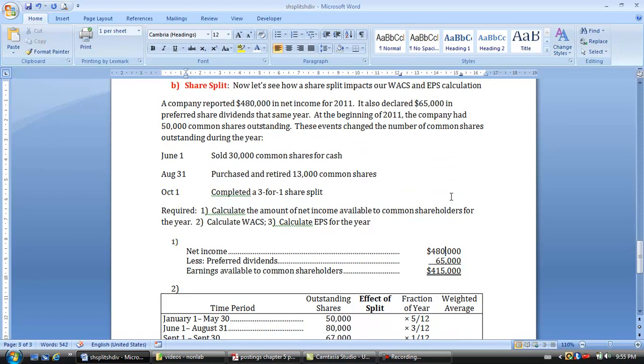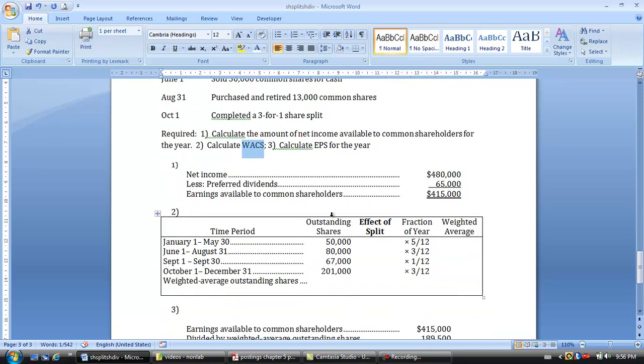So we found from the question that we had net income of $480,000 less our preferred share dividend that was declared. So whether it's cumulative or not doesn't matter. It was declared. We deduct it, and that means we have $415,000 available for distribution to common shareholders. So now, before we can calculate EPS, we need to calculate WACS.